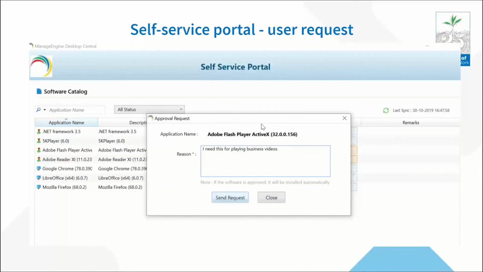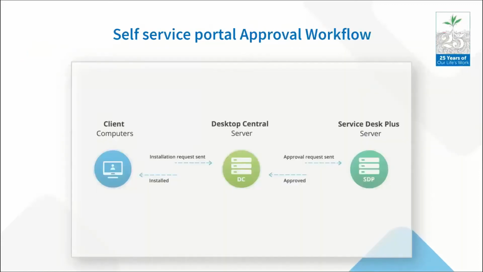Let us quickly see the workflow of this process. When your end user has the option available in their device, they will send an installation request, which will be forwarded from the Desktop Central server to the Service Desk Plus server. A technician from Service Desk Plus will verify and choose to approve this particular application installation. This approval will be sent back to Desktop Central server, which will automatically trigger the installation in the client's devices.